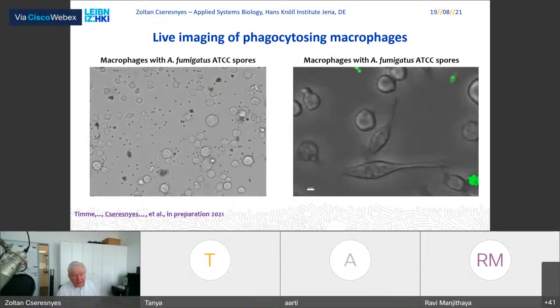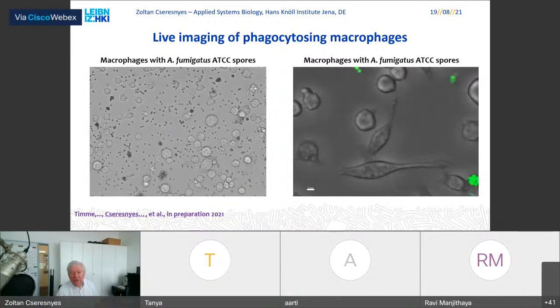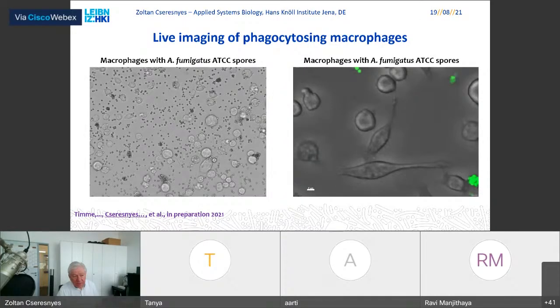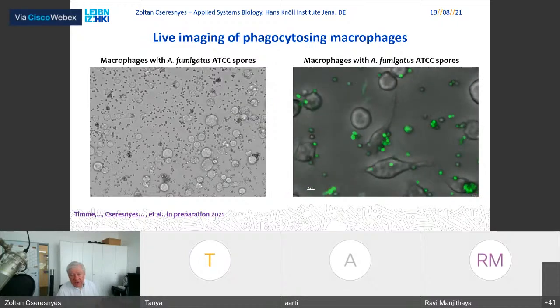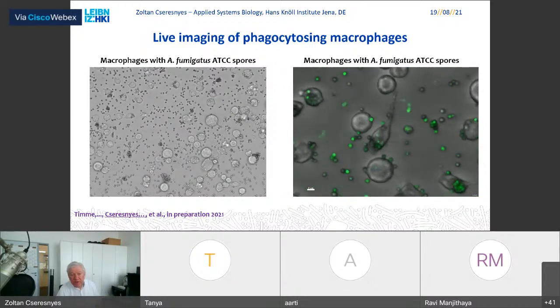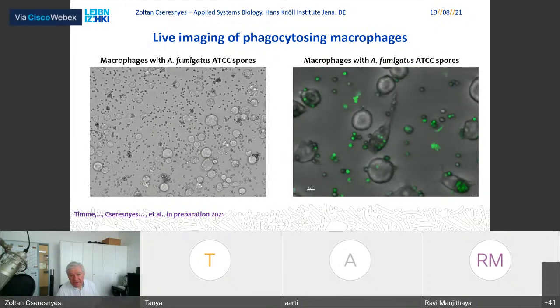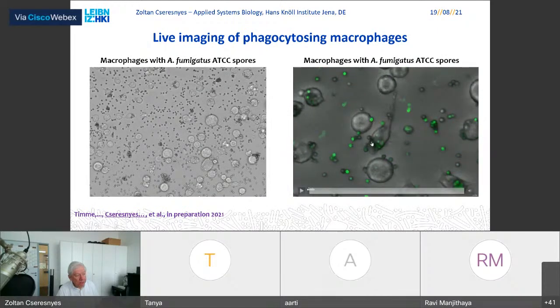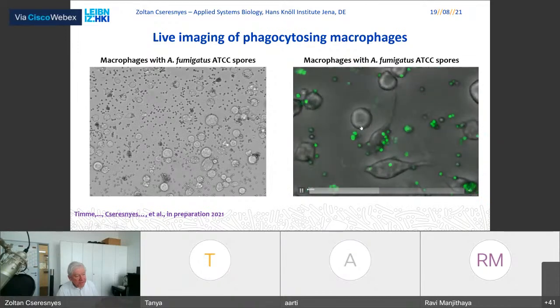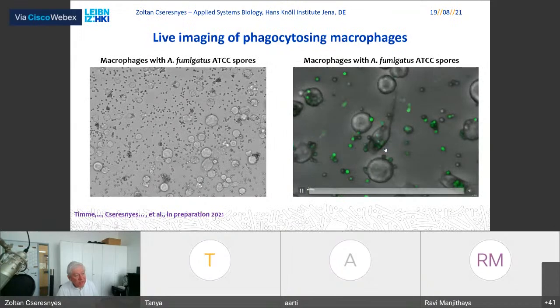Now, if we combine this with fluorescence labeling of the fungi, on the left side you see the transmitted light movie, and on the right side the green dots are the fungi, the Aspergillus fumigatus. We can follow basically each and every one of them as they are being taken up by the macrophages. This one, as you see, takes up a whole lot of spores, whereas some others are more passive. So this way, you already get a feeling of what percentage of the macrophages are actually active in terms of taking up spores or pathogens.